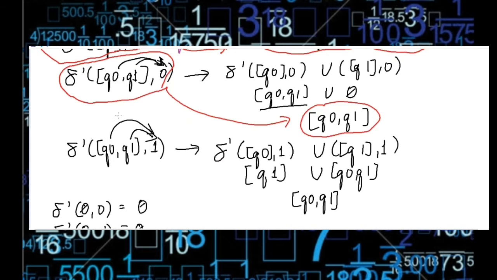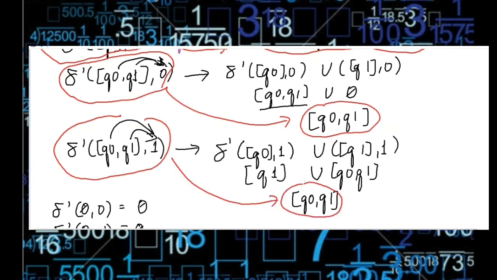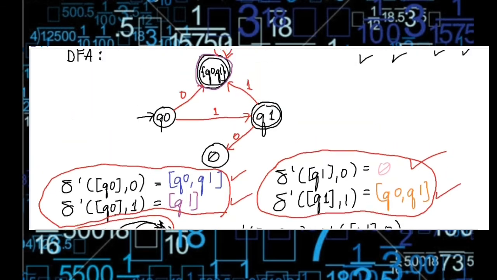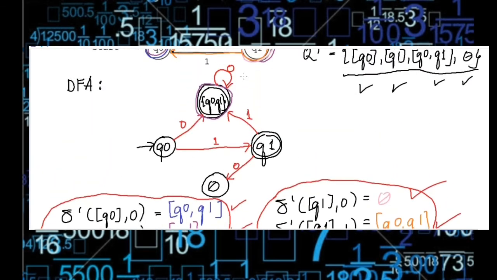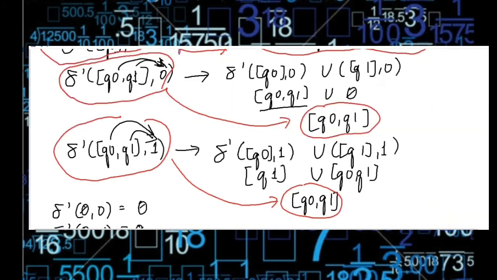Ito naman. Delta function prime, Q0, Q1, pag nag-input ka ng 1, so ito yung naging sagot. Q0, Q1, babalik ka ulit sa sarili niya. So, it means, maglo-loop siya sa sarili pag nag-input ka, both 0 and 1. So, lalagay ko dito, comma, 1. Ayan. Then, lastly, muna na tayo sa null set.